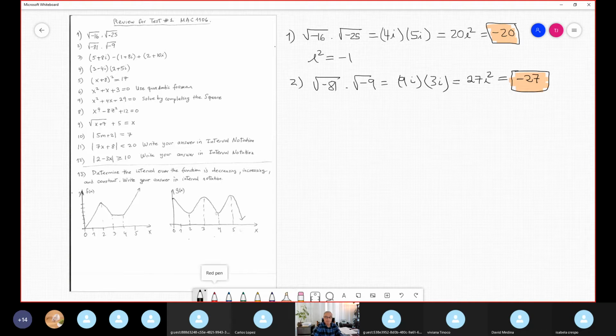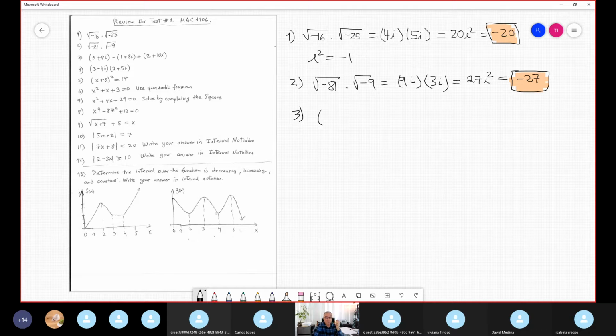Easy, eh? Number 3 question is super easy. However, some students make a mistake. It's addition and subtraction of complex numbers, and some students, I don't know why, do FOIL. FOIL is multiplication. No, it's addition and subtraction. So addition and subtraction is easier.